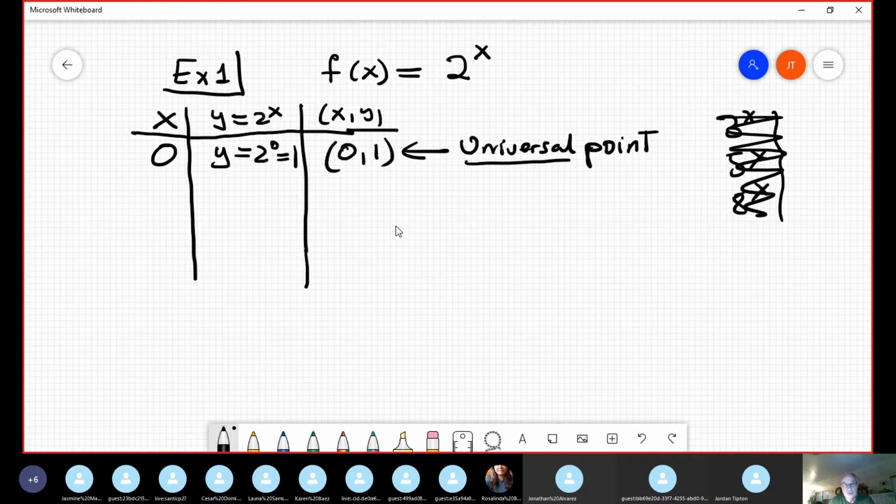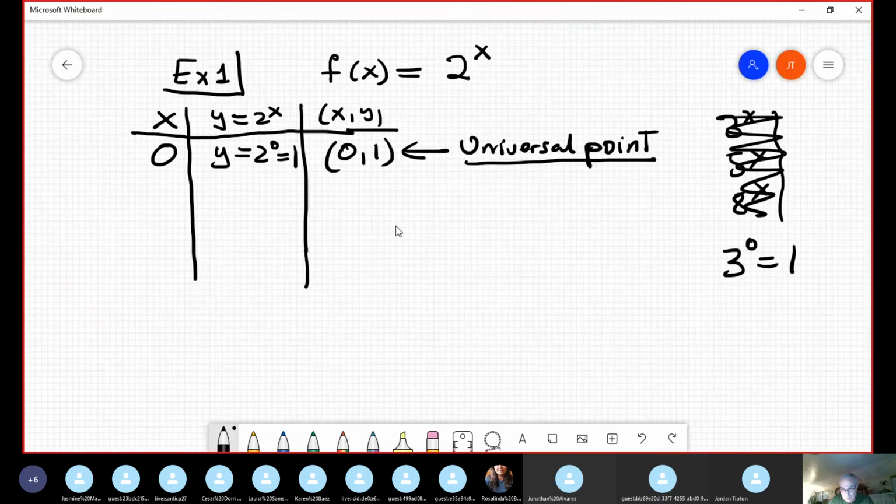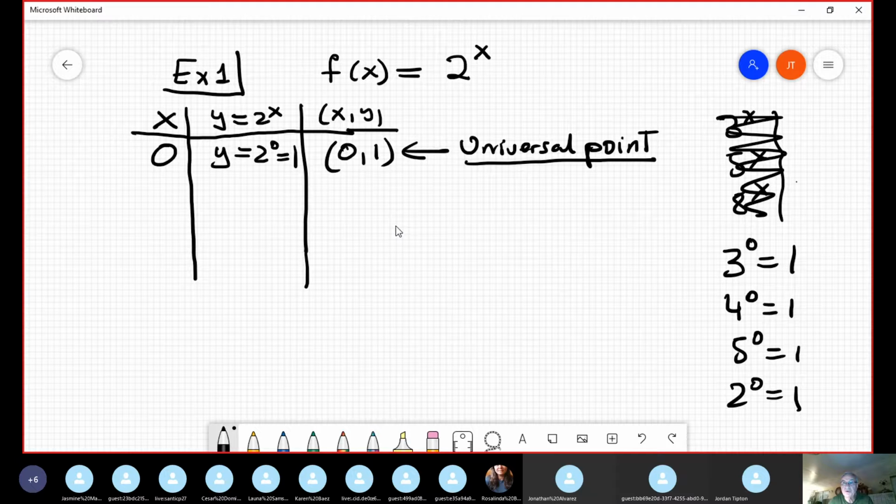What is the reason it's called universal? Universal because any exponential function, regardless of the base, I don't care if the base is 2 or 3 or 4. Suppose I know that the base is 3, but 3 to the 0 is 1. And 4 to the 0 is 1. And 5 to the 0 is 1. And 2 to the 0, of course, is 1. And this famous point is the point 0, 1. So when x is 0 and y is 1, it is universal. Any family of the exponential function passes through the point 0, 1. Always.